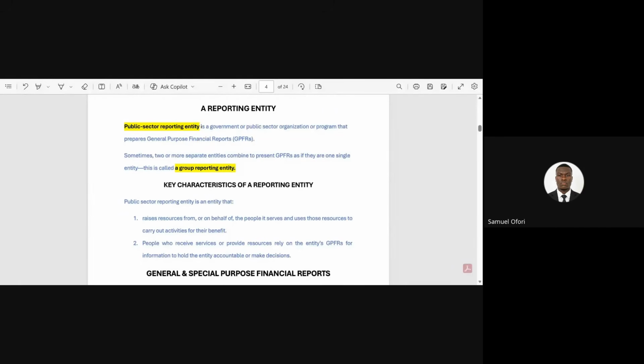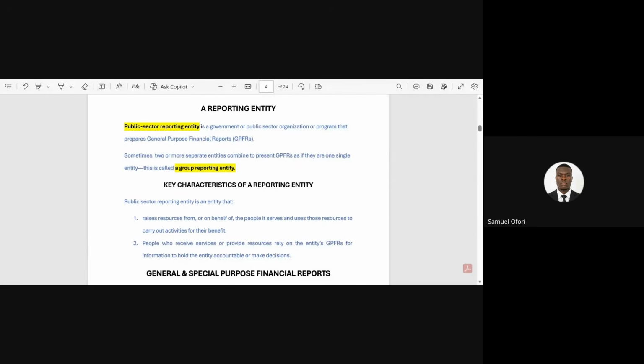And they are what? Raising resources from us by us paying taxes. And they use these resources to carry out activities on our behalf. How? They use these taxes we pay to run the country for us, in building infrastructures like roads, markets, and all those things for us. Okay, so that's a typical example of that.